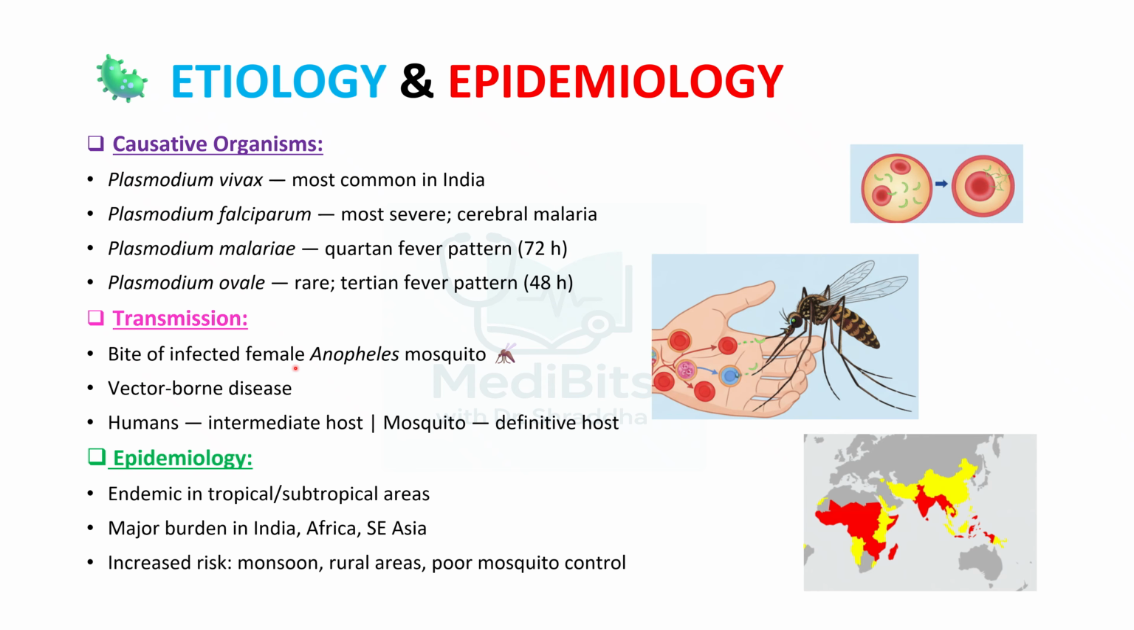The vector is the female Anopheles mosquito, which acts as the definitive host, and humans are the intermediate host. Malaria thrives in warm, humid climates. That is why outbreaks are common in monsoon season.